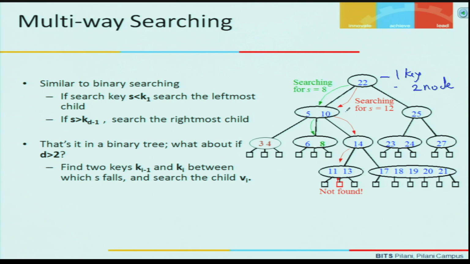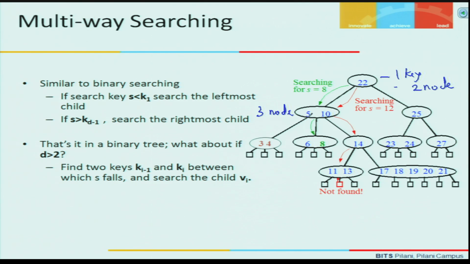Now, this is storing 2 keys. So, this is basically a 3 node, right. A D node is something which is going to have D children, and a D node is going to store D minus 1 keys, and they are going to be in increasing order. So, this is storing 2 keys 5 and 10 in increasing order, and it is a 3 node. So, it will have 3 children, which are going to be like this.